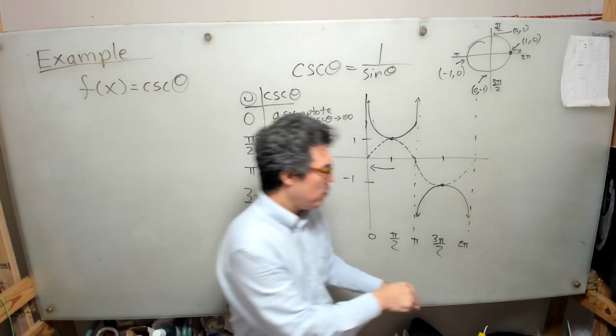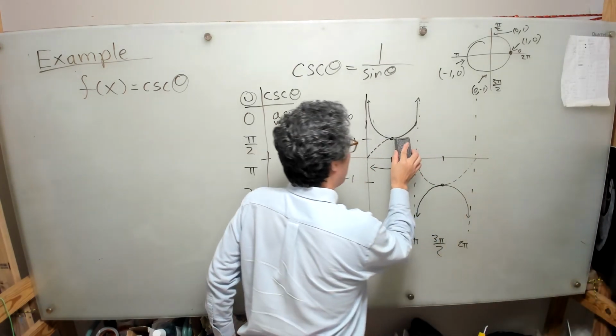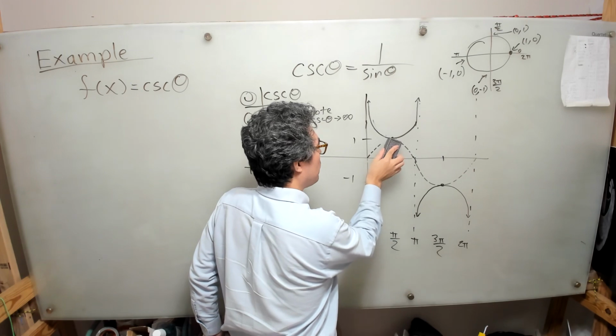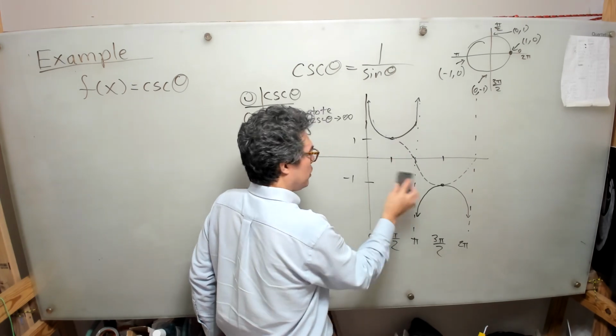And what I'm going to do now is I'm going to erase the graph of the sine from our graph of our cosecant. Okay. Perfect.